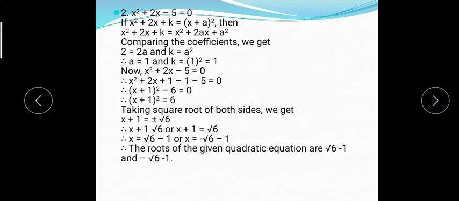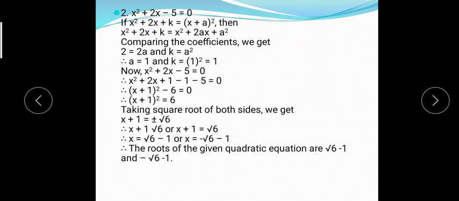In the same way, the second question, the simple way: x squared plus 2x minus 5 is equal to 0. x squared plus 2x plus k. By comparing with (x plus a) whole squared, you will get, or simply, what is the coefficient of x? 2. So 2 by 2, that is 1.